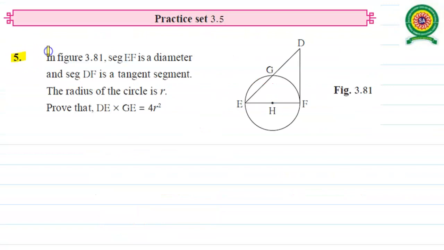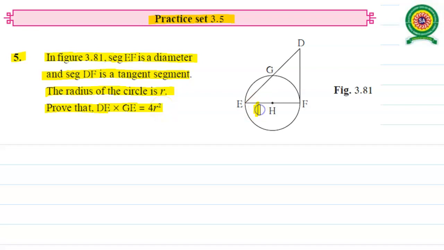Now look at the fifth sub question from practice set 3.5. In figure 3.81, segment EF is a diameter and segment DF is the tangent segment. The radius of the circle is R, then prove that DE into GE is equal to 4R square.